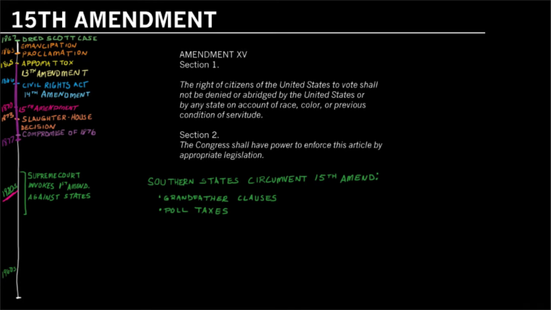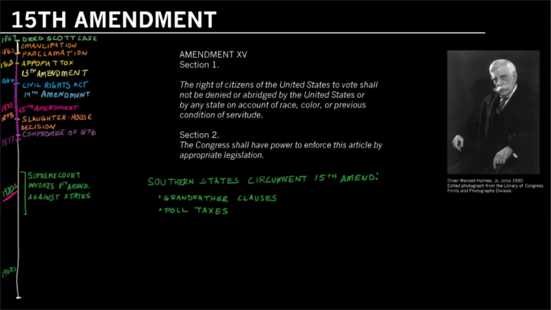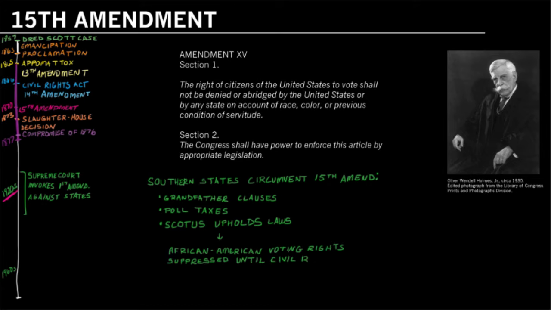And the Supreme Court, in a series of decisions, some of them written by liberal heroes like Justice Oliver Wendell Holmes, upheld these appalling stratagems. So in practice, African Americans could not meaningfully vote in many Southern states until after the civil rights movement of the 1960s. It really took the Voting Rights Act of 1965 meaningfully to give African Americans the right to vote that they were promised more than a century earlier.